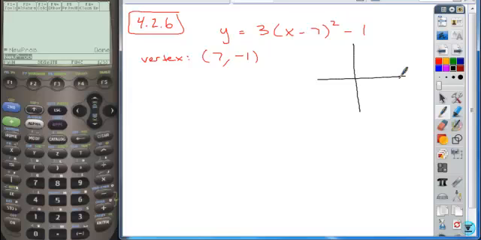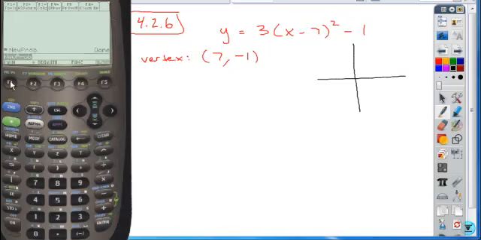Using the TI-89 would be one of the easiest things to do. And that involves going into your Y editor and entering the equation exactly as it appears. And remember, it already has a y equals, so you don't need to put the y equals part. Just start with the 3 and then the parentheses x minus 7 to the power of 2, all minus 1. Okay. And once you have that, you can just go view your graph.